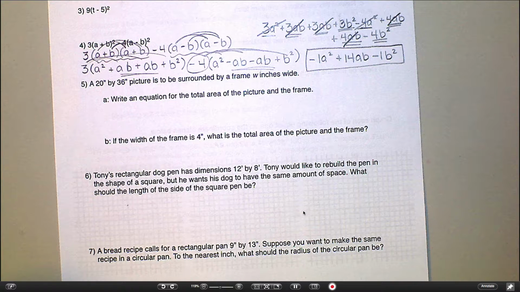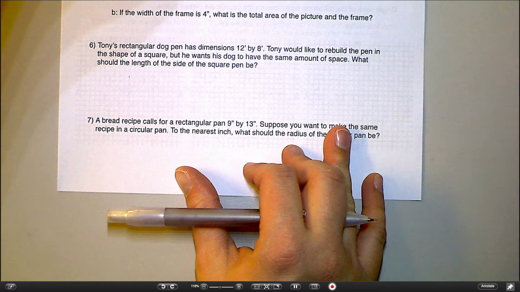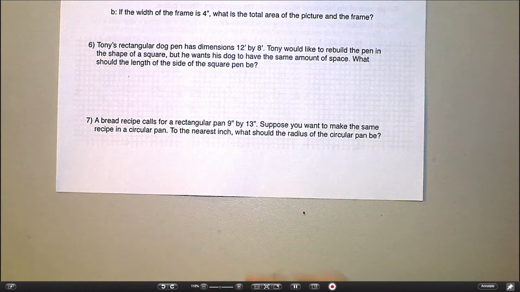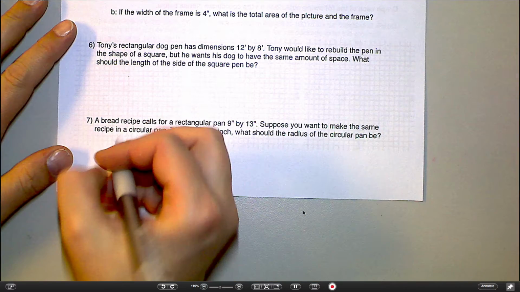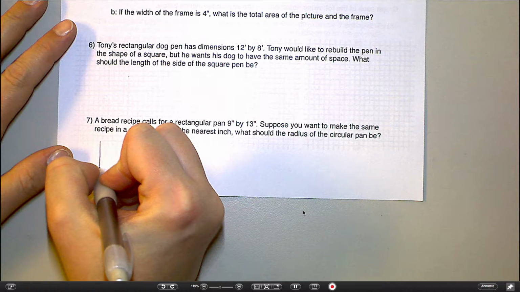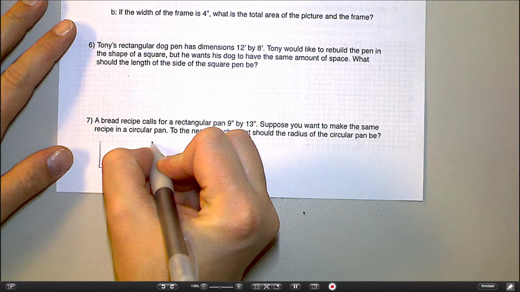Okay. What else from anywhere in the packet? We're just going to do kind of a handful of these right now and then give you some work time. We'll do more of this on Monday. Megan? 7. Okay. Good question on number 7. So a bread recipe calls for a rectangular pan that's 9 by 13. So here's my rectangular pan.